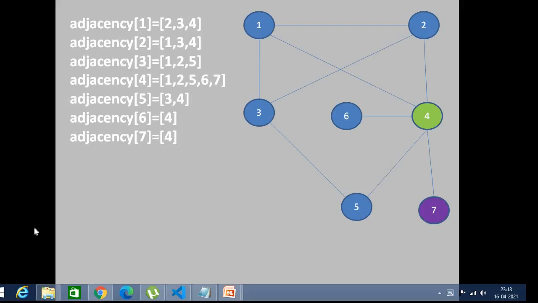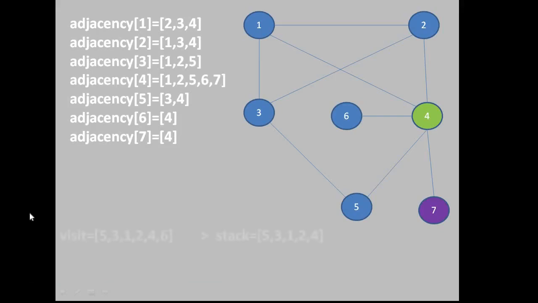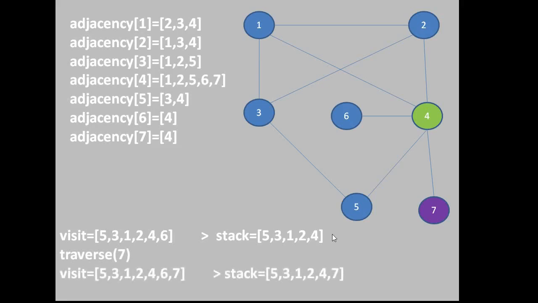So now we are traversing 7. When we traverse 7, we push 7 into visit and in stack. As 4 gets a new element, because of that we have pushed 4 into stack, and now we will pop the elements from the stack one by one.